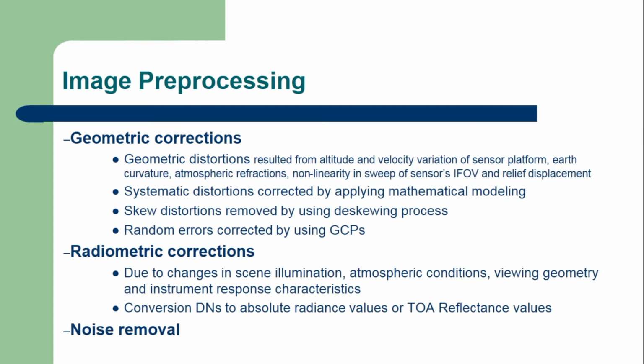Image pre-processing includes geometric correction to correct the geometric distortions in the satellite data that arise due to variations in the sensor platform, earth curvature, atmospheric refraction, non-linearity of sweep of sensors and other such phenomena. These errors are removed systematically or by using ground control points. Radiometric errors in the satellite data arise due to changes in the scene illumination, atmospheric condition, viewing geometry and instrument response characteristics. These radiometric errors are generally removed by converting digital number values of the satellite data to absolute radiance values or top of atmosphere reflectance values. Noise is also removed from the satellite data using systematic and non-systematic methods.